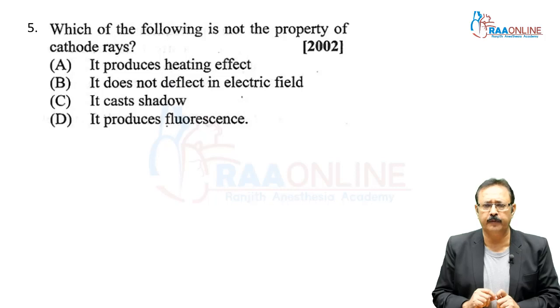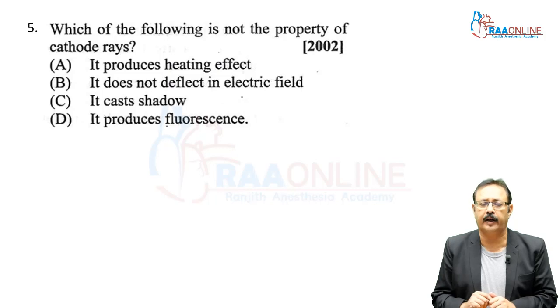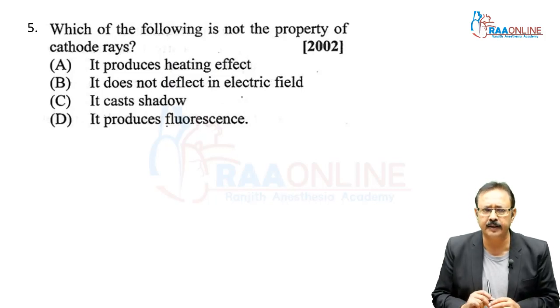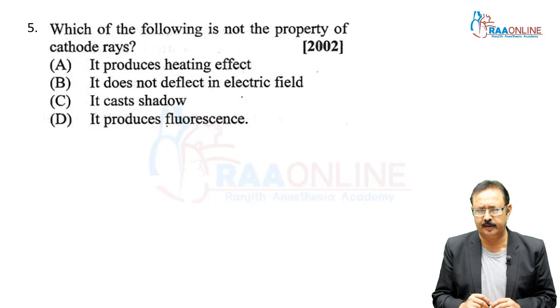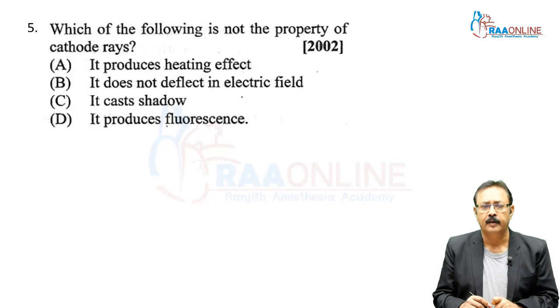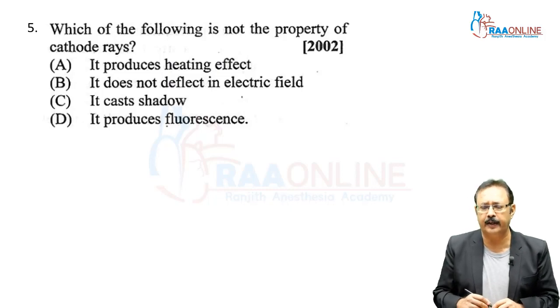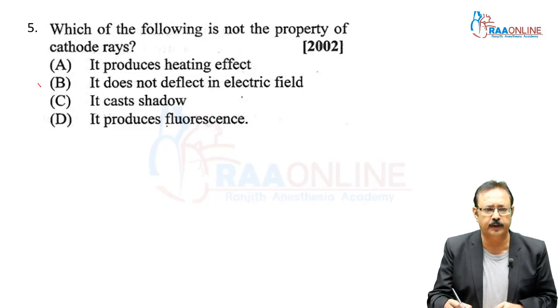Now it is fifth problem from 2002. Which of the following is not the property of cathode rays? Cathode rays are fast moving electrons. Any particle which is moving has kinetic energy. If you block that kinetic energy, it will convert into heat energy. So the first is a property, it can produce heating effect. Since electrons are charged particles, definitely electric field will put effect on them. So it does not deflect in electric field, it is wrong. So we will go with B.